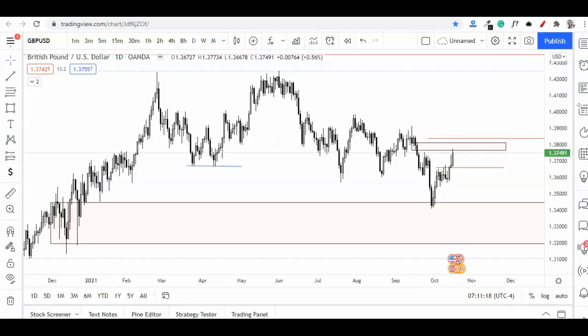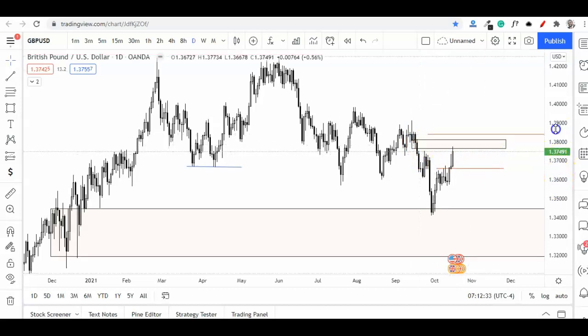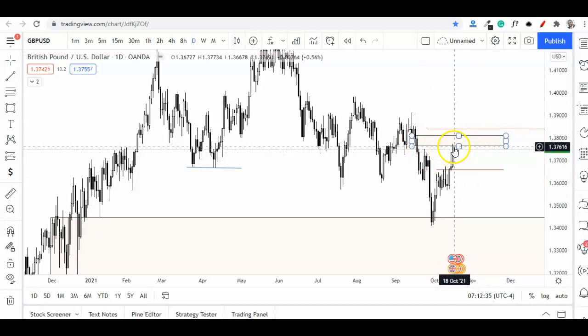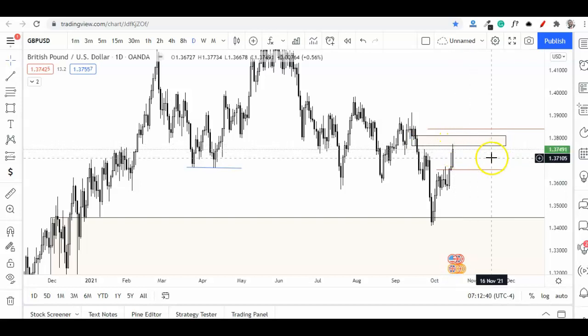Now once I'm done with identifying the daily point of interest, a point of interest doesn't mean I'm going to sell the moment price gets there. No, it simply means it's a point where I'm going to be observing the price and see how it reacts. Now looking at this particular point of interest, when price traded into it, it reacted down. That shows me that there could be something that is repelling price from that level.